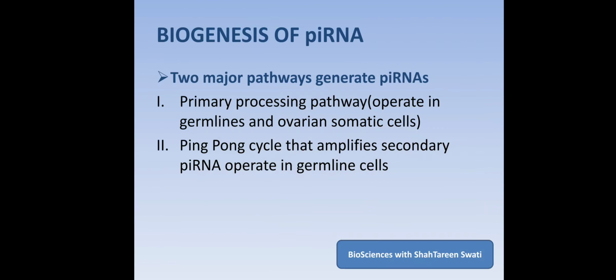Okay, now I will start the biogenesis of piRNA, which I will discuss in my next lecture. There are two major pathways that generate piRNA. Number one is the primary processing pathway, and number two is the ping-pong cycle that amplifies secondary piRNA, operating in the germline cells. Is it clear? These pathways are still under consideration and not yet fully understood. So two major paths: the first one is the primary and the second one is the ping-pong, which I will discuss in my next lecture.